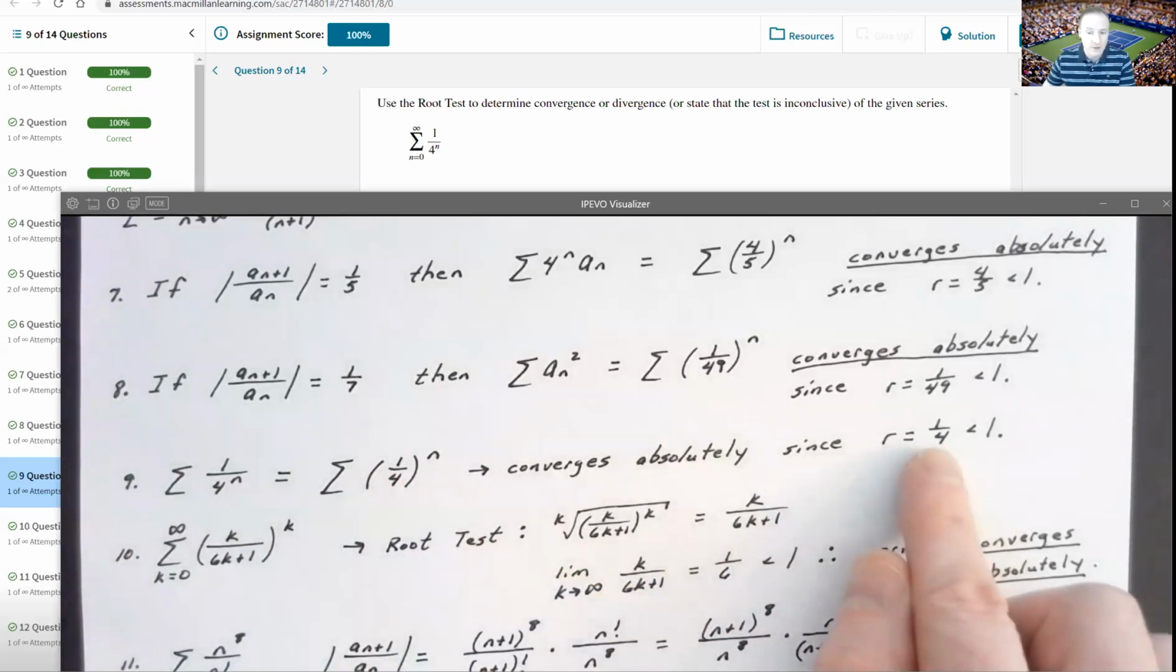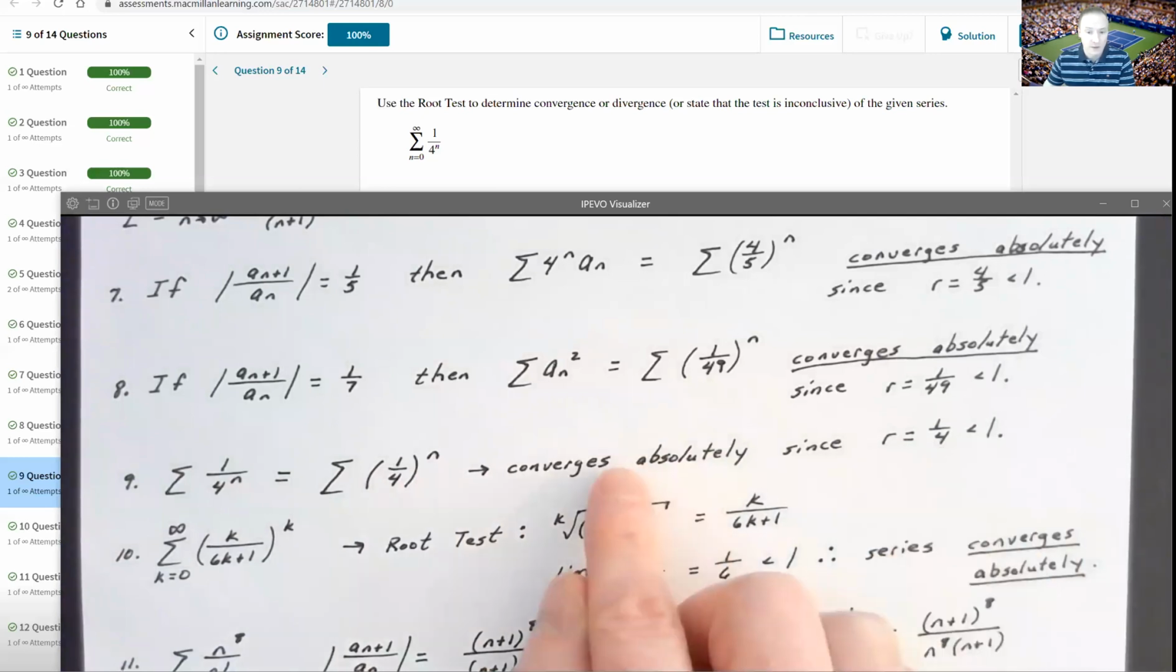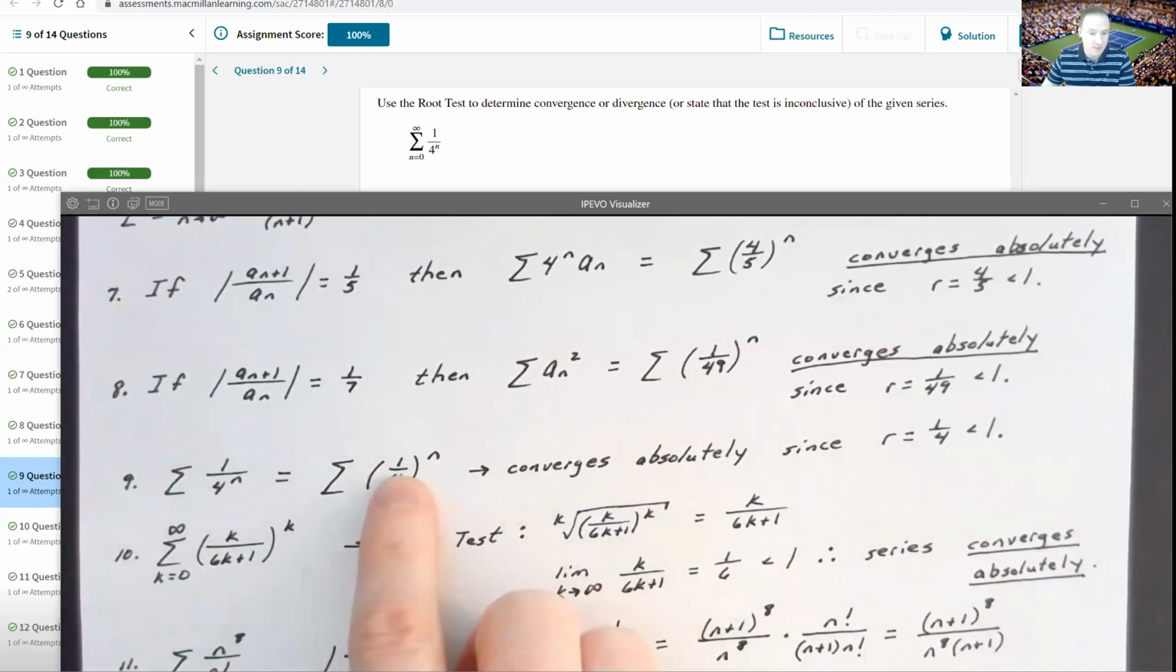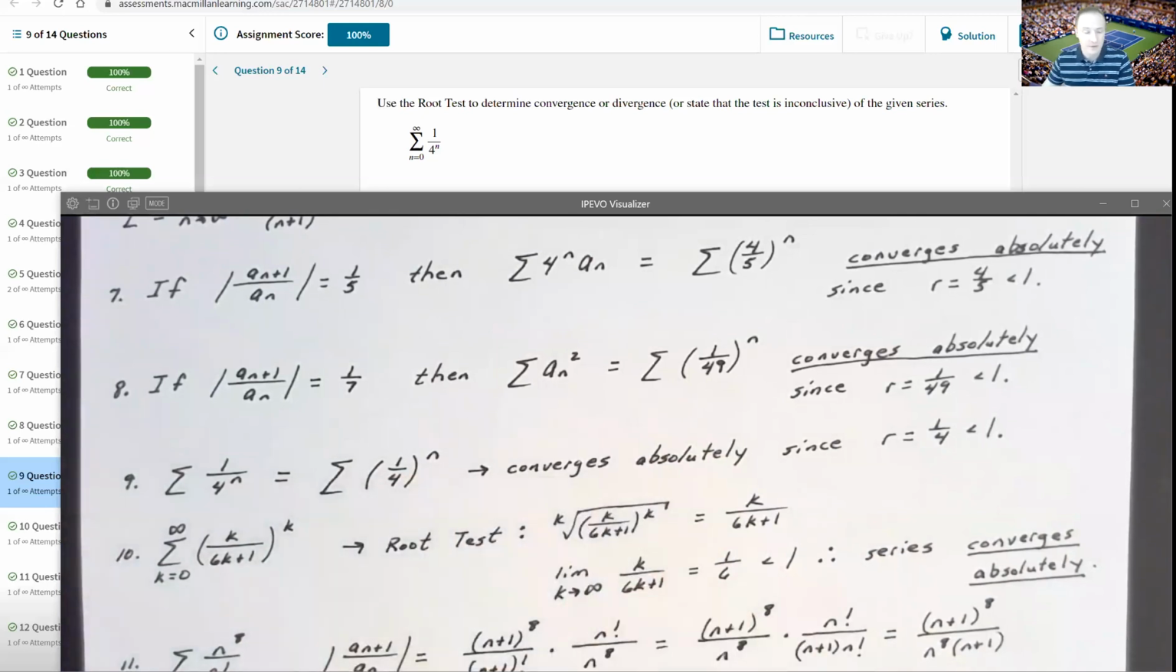Since the R value is 1/4, which is less than 1, we know this series converges absolutely. And again, it definitely converges absolutely. The only time we would say it just converges or converges conditionally is if the convergence is dependent upon an alternating sign. This sign is always positive, so it converges absolutely.